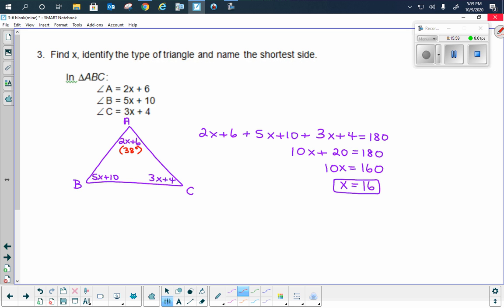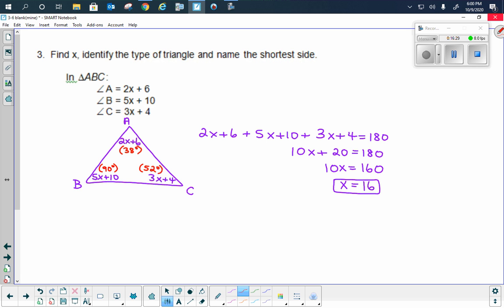If I go with angle B, 5 times 16, and then add 10, so 5 times 16, 80 plus 10, this is 90 degrees. And angle C, 3 times 16 plus 4, so 3 times 16, 48 plus 4, this angle's 52 degrees. I would do a quick check and add 38, 90, and 52, make sure it adds to 180, make sure you didn't make a mistake.